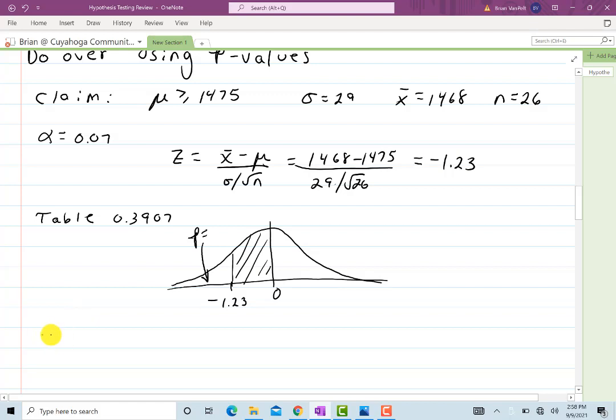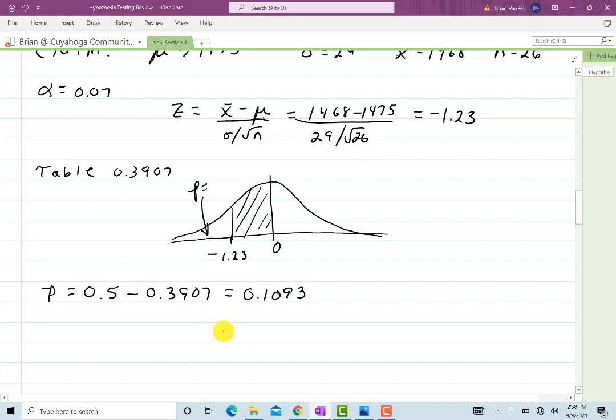So we have p equals 0.5 minus 0.3907, and I get 0.1093. There's my p-value, and let's compare that to the alpha. Alpha, as you recall, is only equal to 0.07, and so we can see that p is greater than alpha, so we fail to reject H naught.